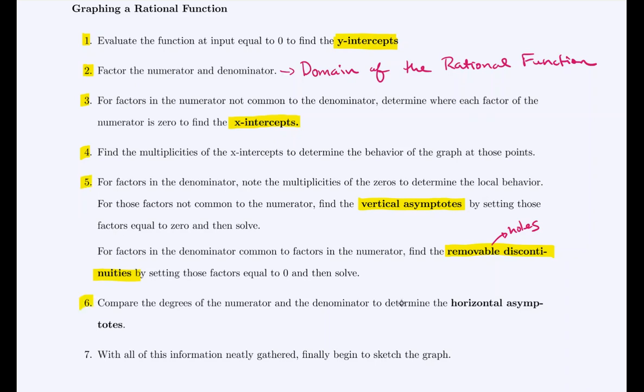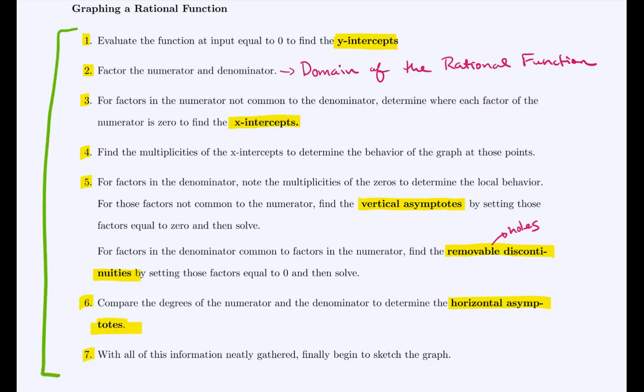Then you're going to look for the horizontal asymptotes by comparing the degrees of the numerator and denominator. And then finally, with all this information neatly gathered to the side, you would begin to sketch the graph. So with these graphing rational function problems, the majority of your time should be spent gathering all of this information.